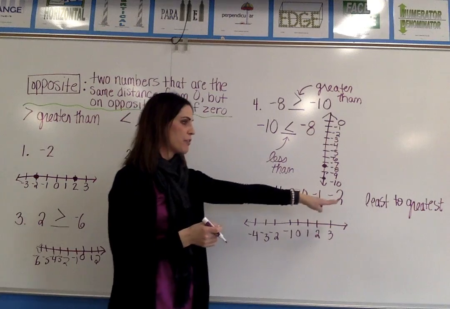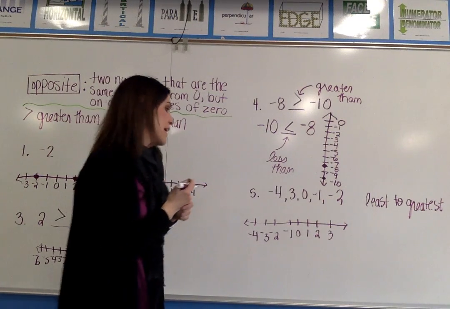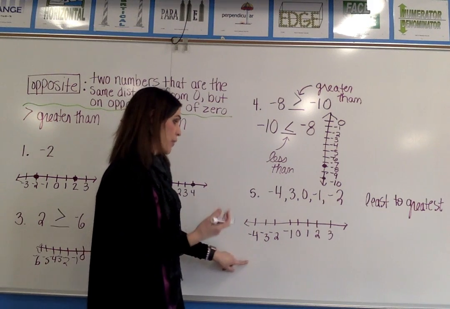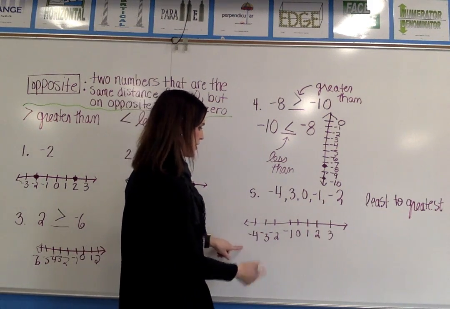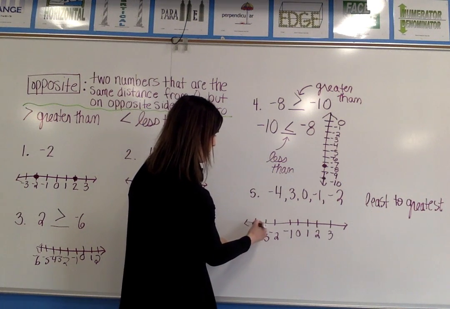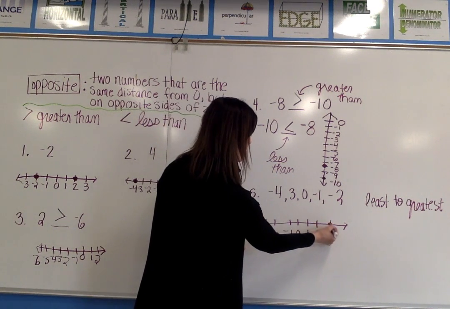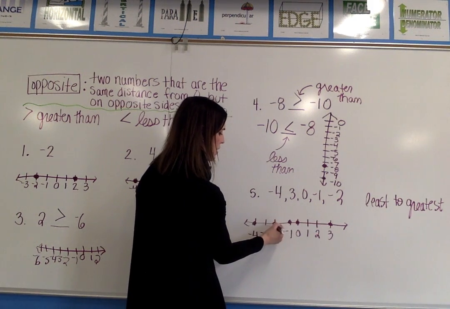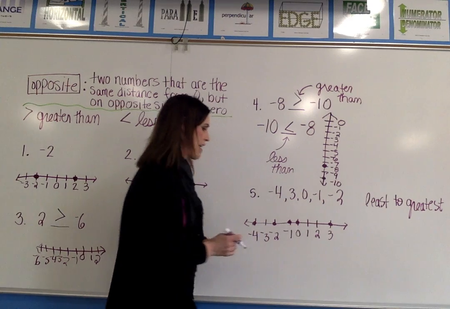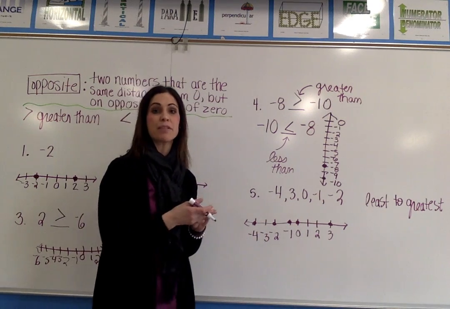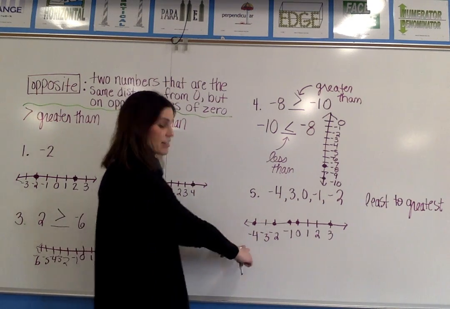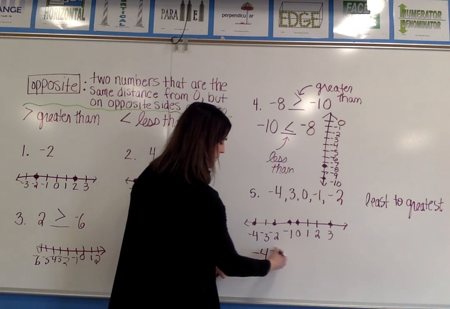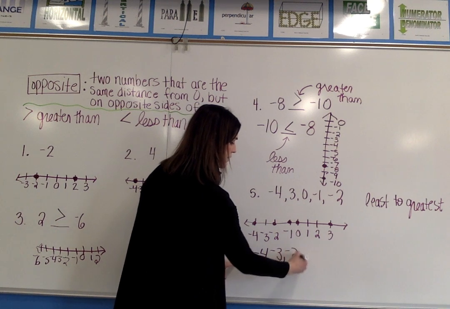Number 5, I want to put these numbers in order from least to greatest. If it helps you, you can draw and label a number line and plot the points first. So I'm going to go ahead and do that. I'm going to plot -4, and then I plot 3, I'll plot 0, -1, and I plot -2. So I have all 5 values plotted. Then sometimes it's easier to put them in order from least to greatest because I just have to start at the far left.